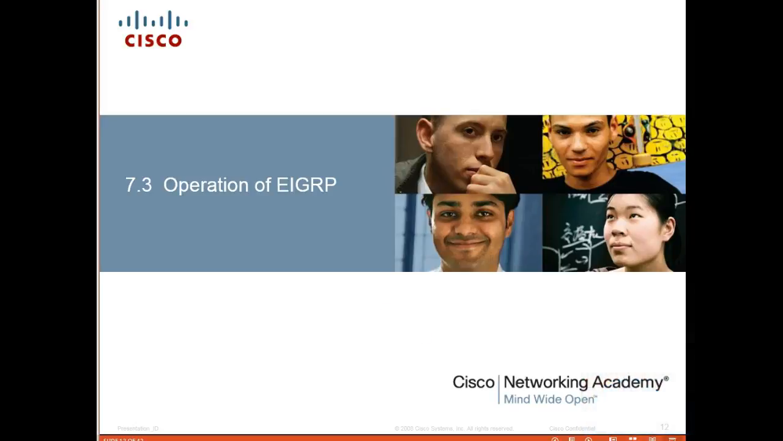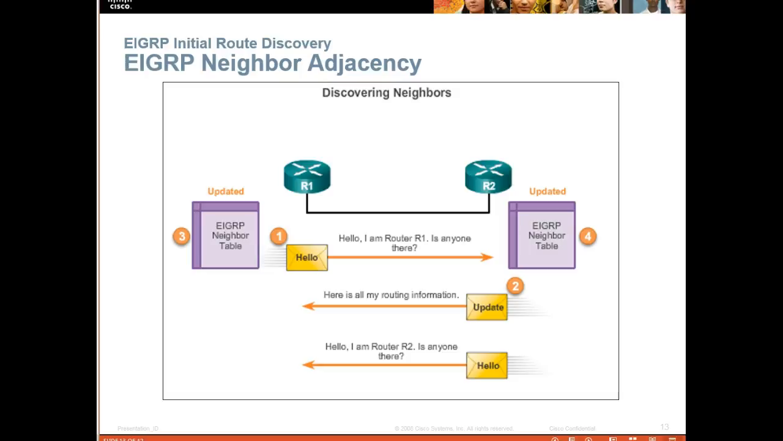Okay, here we are at part 2. How EIGRP operates. So fasten your seatbelts, hang on. You might need to read this part of the chapter twice. But the first part's fairly easy.